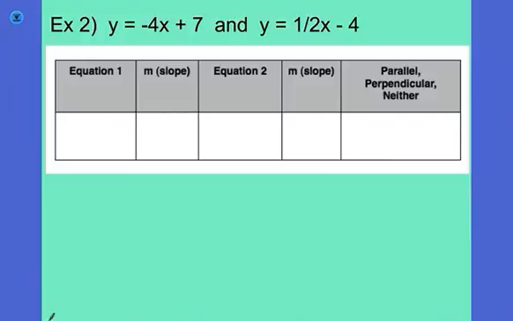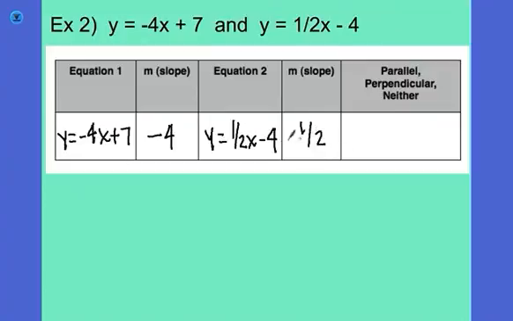In the second example, I have y equals negative 4x plus 7. My slope is my number in front of x, which is negative 4. My second equation is y equals 1/2 x minus 4. And so my slope for this one would be 1/2 because it's the number in front of x. And I have to determine if they're parallel, perpendicular, or neither.